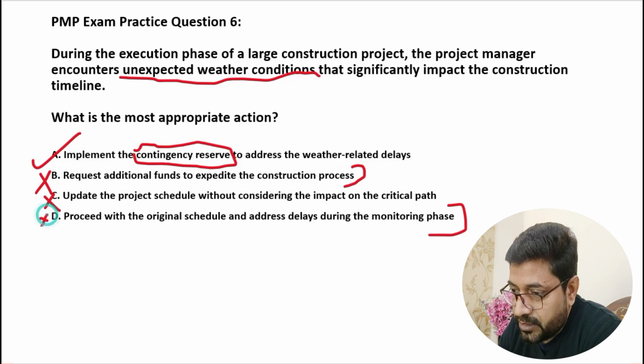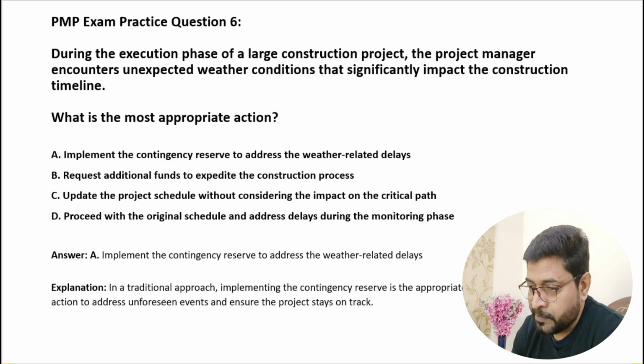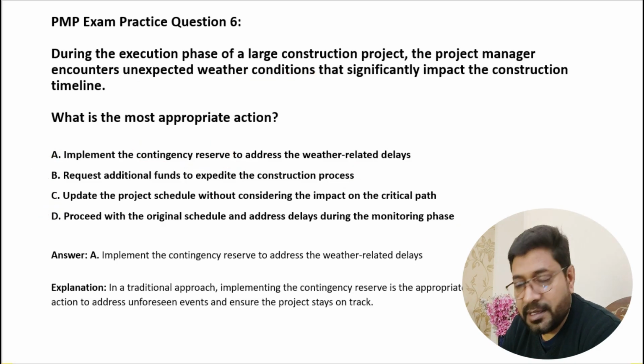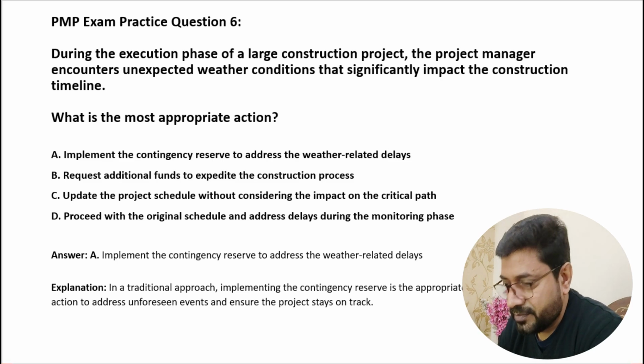So let's go with option A, implement the contingency reserve to address the weather related delays. Let's look at the answer. Okay, great. So option A is the right answer. Now the explanation says, in a traditional approach, implementing the contingency reserve is the appropriate action to address unforeseen events and ensure the project stays on track. Okay, great. I hope you have chosen the right option.